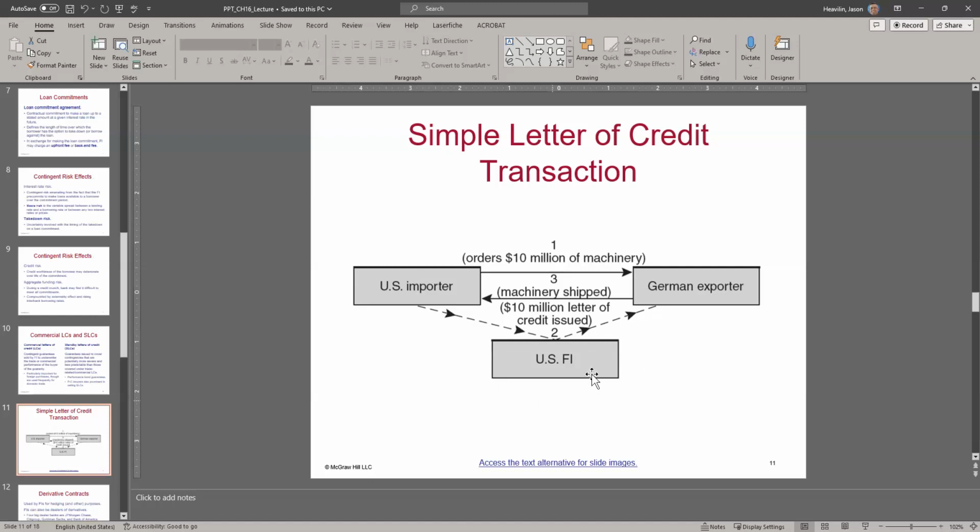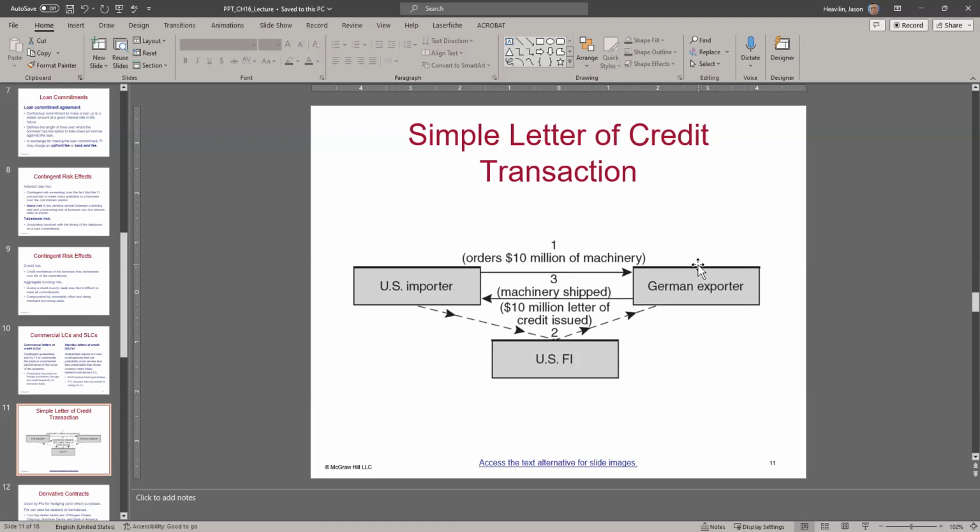So this is the financial institution. The importer, the buyer, works with them. They verify whatever they need to verify. They issue a letter of credit saying, Germany, go ahead, get it ready and send it. Your money is good. We got it. And they do that through a letter of credit.